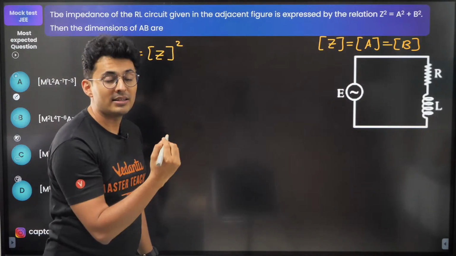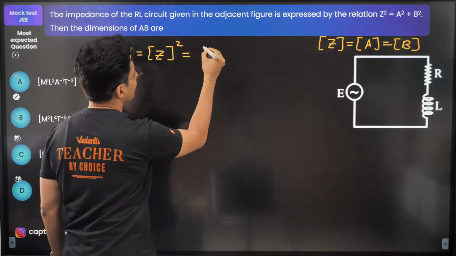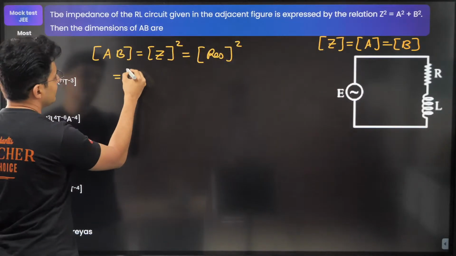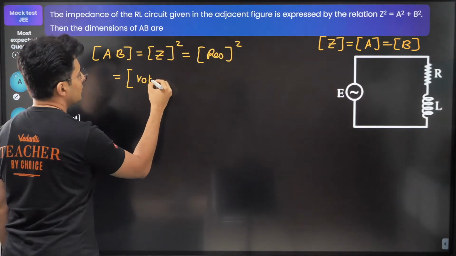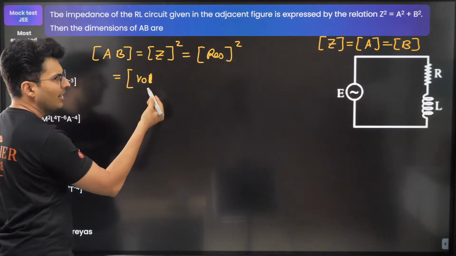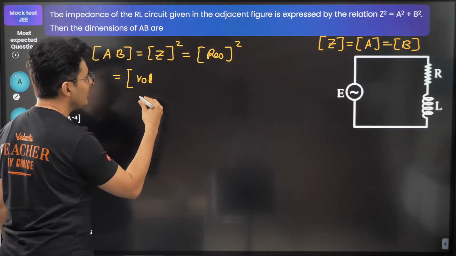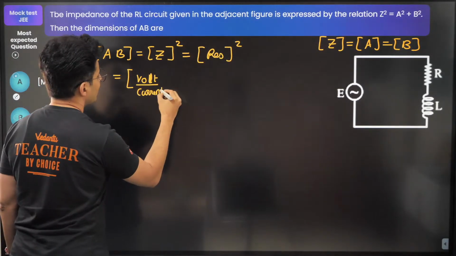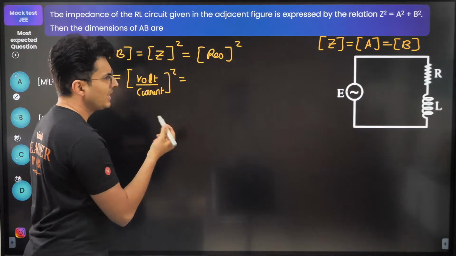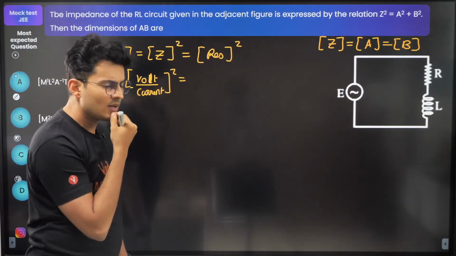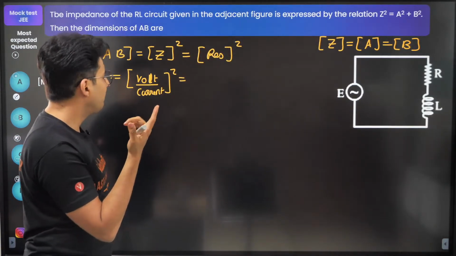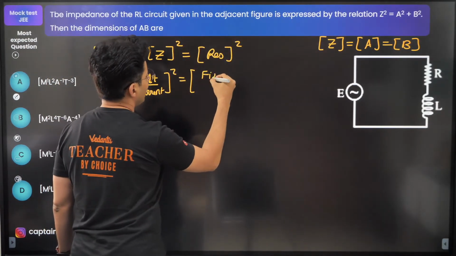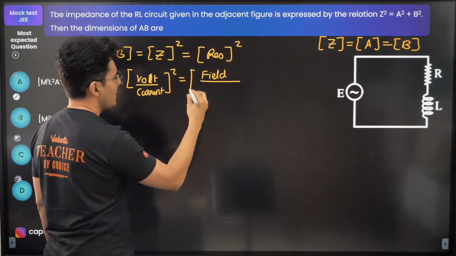Z means impedance. Impedance means resistance. So this will be same as resistance square. Now resistance is nothing but voltage. V is IR, so R is V by I. So voltage by current, voltage by current square. Voltage, I don't like it. Voltage is field per unit length. I can just write it as electric field, per unit.